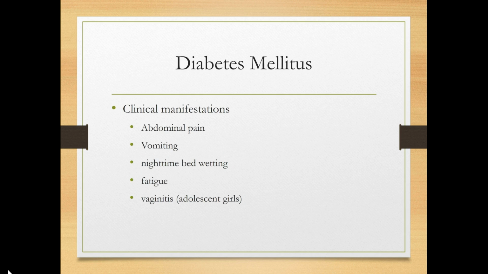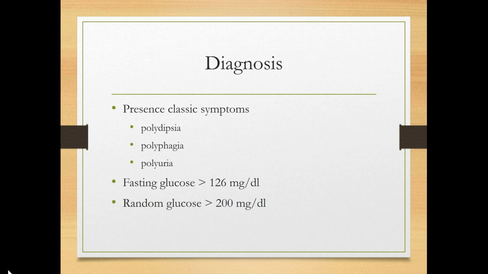All right, so clinical manifestations: abdominal pain, vomiting. They might have bedwetting because of the polyuria. They're going to be tired. Adolescent girls may have vaginitis because there's increased sugar in that area, and yeast likes to grow on that increased sugar in a warm area. Again, classic symptoms, the 3 Ps. You don't have to memorize the glucose levels, but just know them.